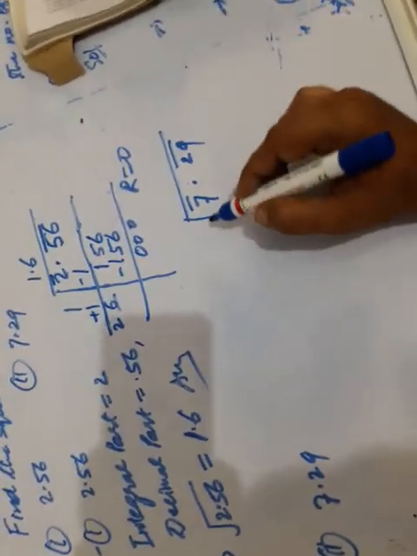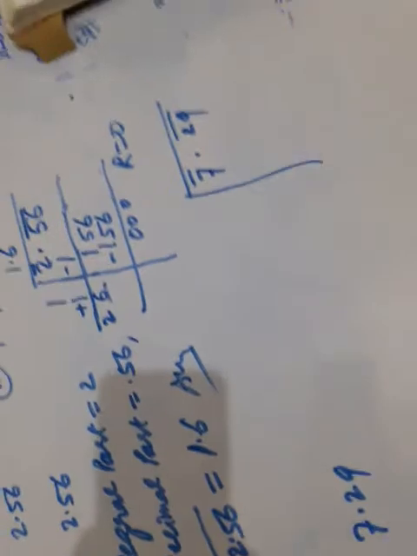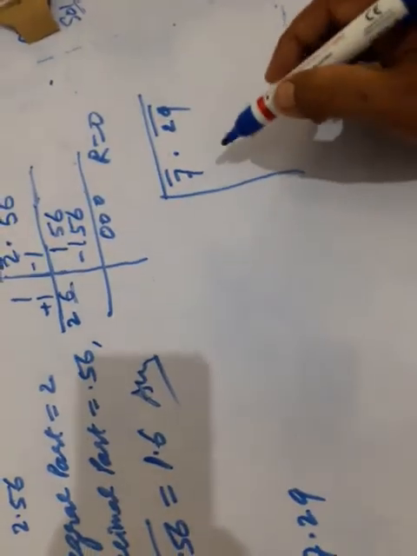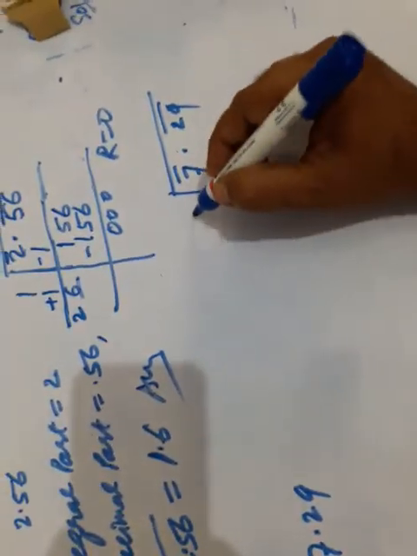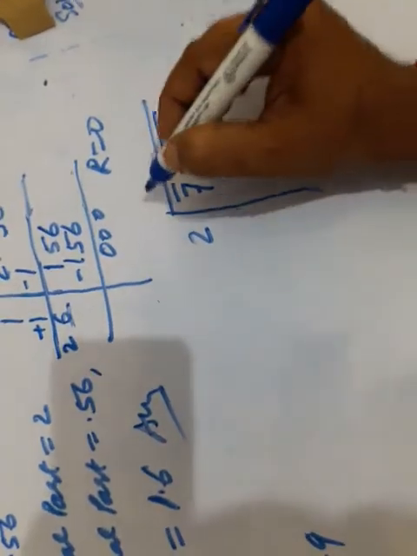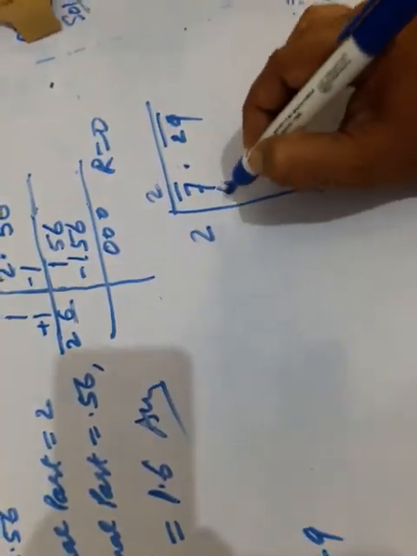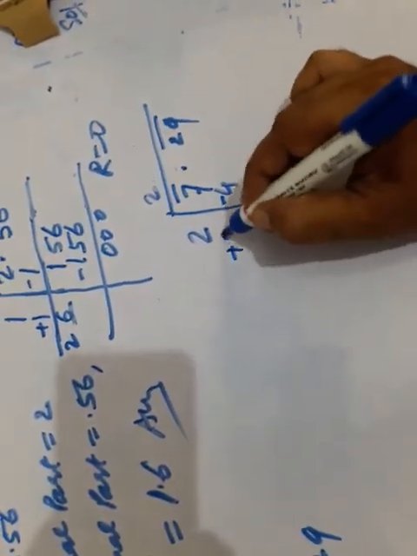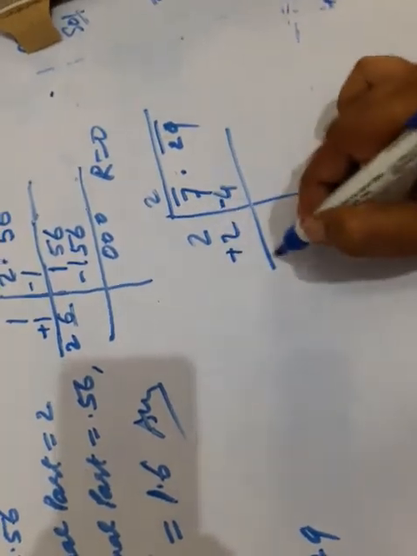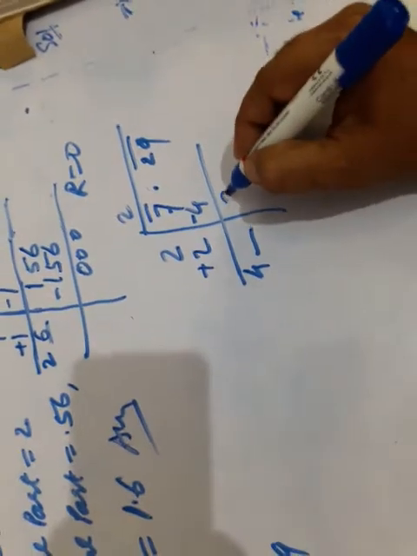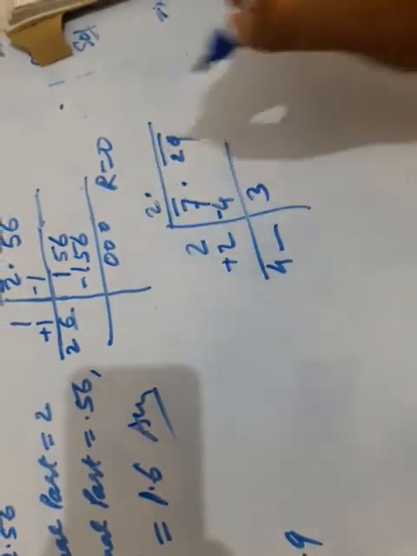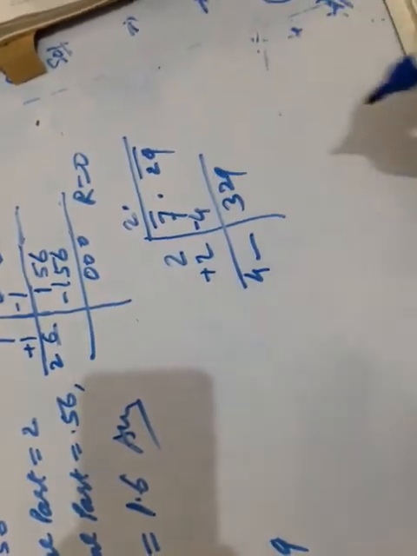Okay, now for 7, if you take 3, 3 3s are 9, then it will exceed, it will be greater than 7. So let us take 2, that is 2 2s are 4. This same 2 will be added over there, then 2 and 2 equal 4, and leave one place blank over there. 7 minus 4 equal to 3, the decimal point will be shifted over there, and 29 will be carried down.